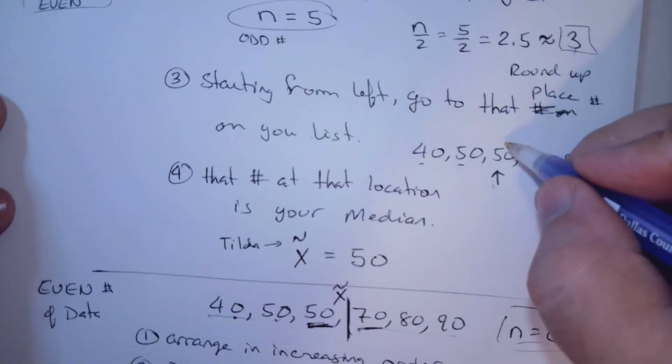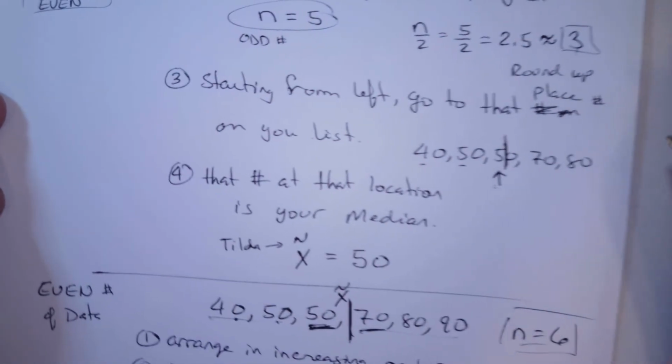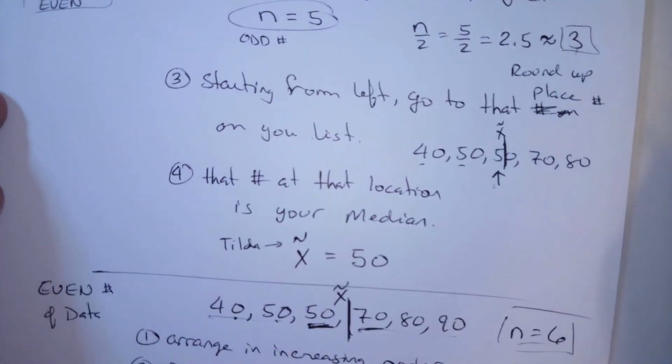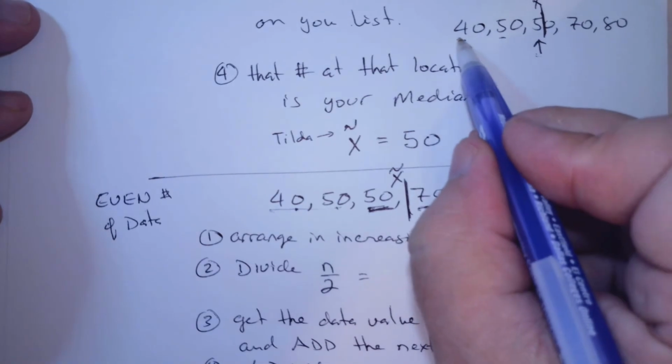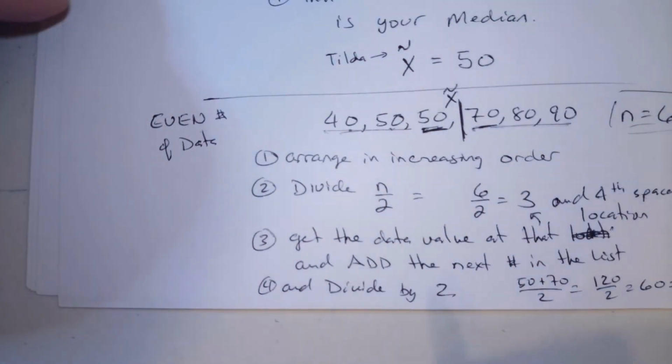A lot of times when we do medians, we put a vertical line there saying that that's the middle of the data set. So we know that there's an even number of numbers on both sides. There's 3 here, there's 3 there.